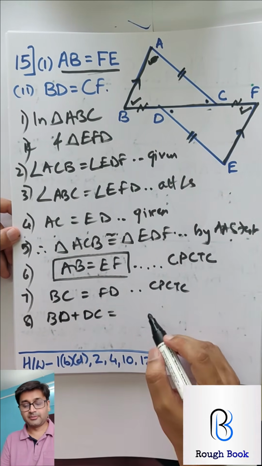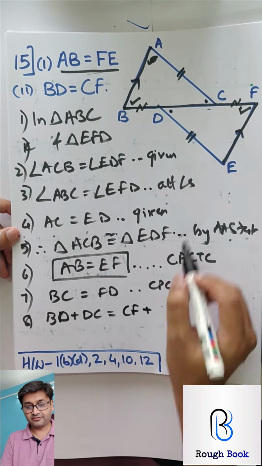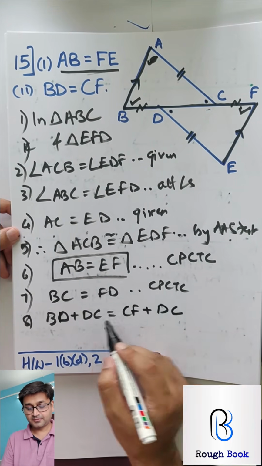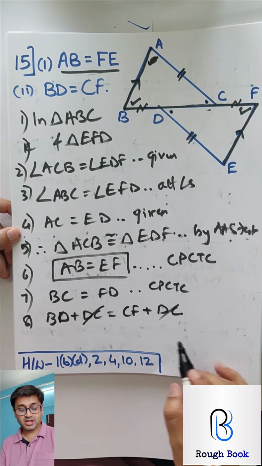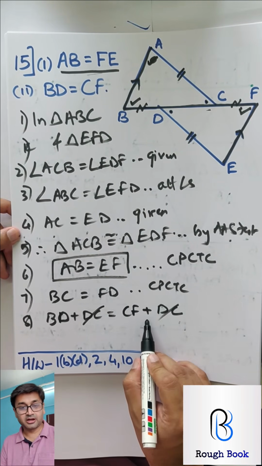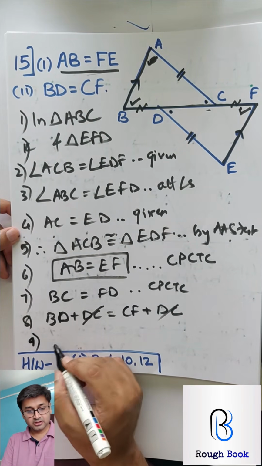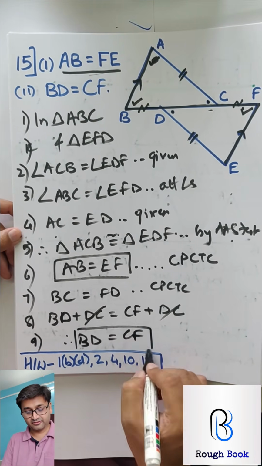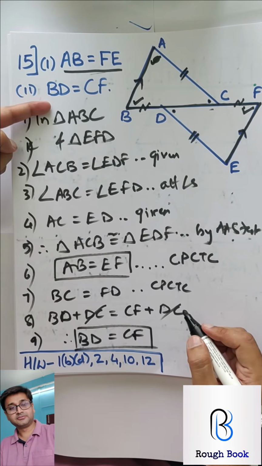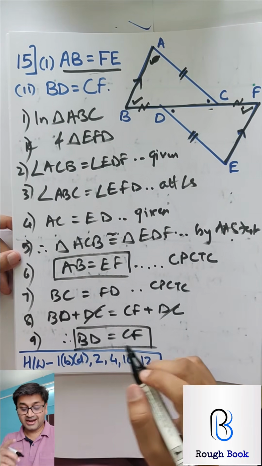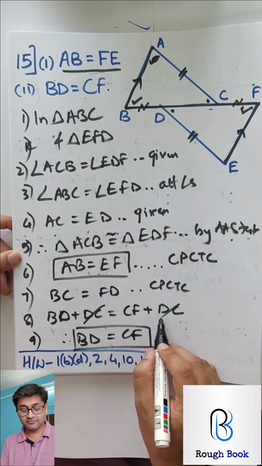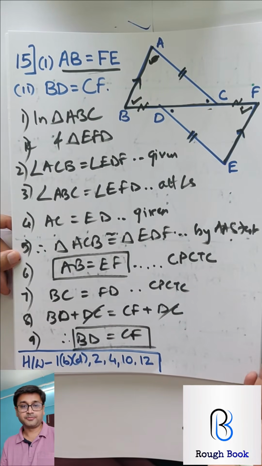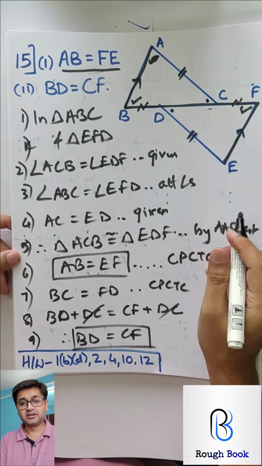Likewise, can you tell me what will happen to FD? CF plus DC. Can I cancel this? Yeah, because this comes on this side becomes negative, so I can cancel it. So what is left now? BD is equal to CF. Magic has happened. That's what you wanted to prove. So that step we added, this step we removed the addition. You're going exactly reverse. Nothing great.